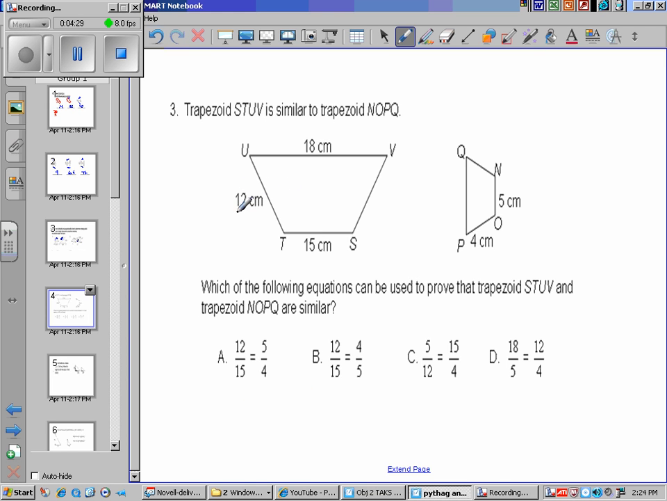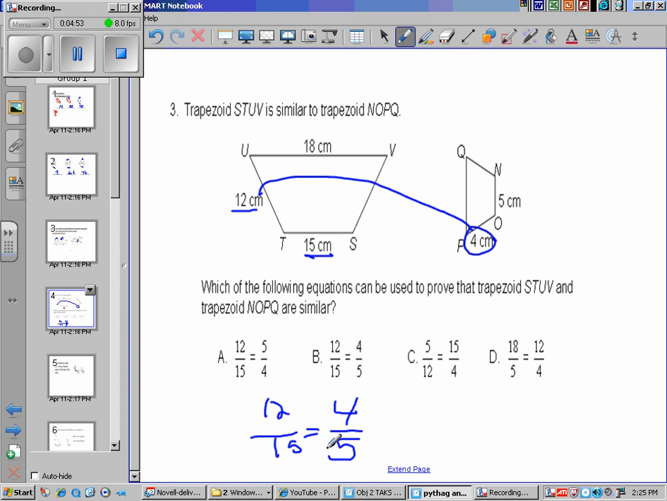So I take 12 over 15. Okay, I'll take these two right here. If I put 12 on top, then which one over here has to be on top? Well, 12 and 4 match up. So when you've got 12 over 15, that equals 4 over 5.